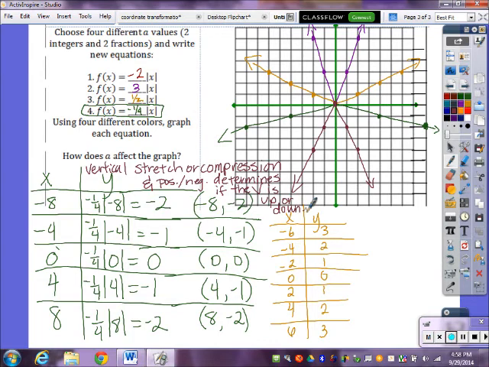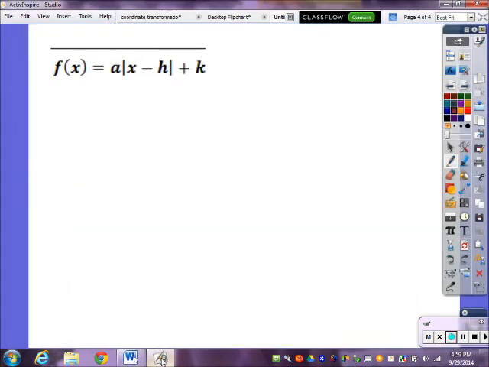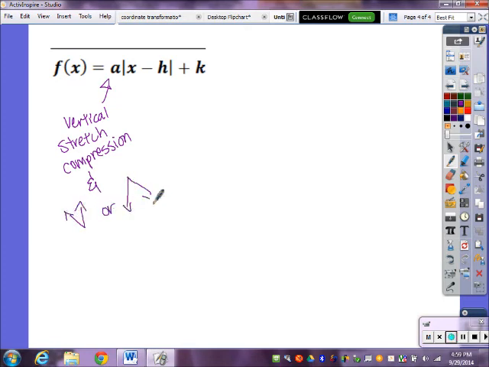So bottom line, in all of this, through graphing all these, I've now discovered that if this is the general form of an absolute value function, then I can look at that, and now that I've gone through all these different graphs, I can tell you what each of these does. This is a vertical stretch or compression. And it determines if it's V up or V down. So this would be positive and this would be negative.